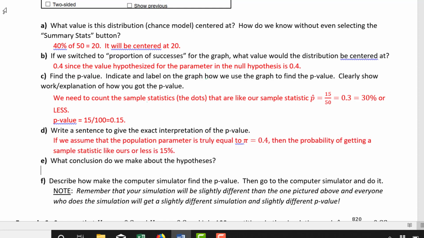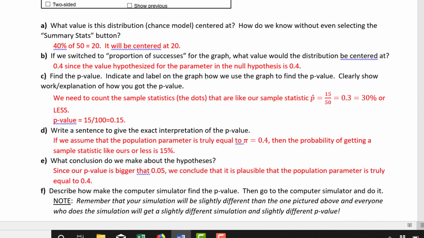Part E, what conclusion do we make about the hypotheses? So this is where we're going to say that the null is plausible or we have strong evidence in support of the alternative. Notice our p-value is big. Our p-value is bigger than 0.05. And when you have a big p-value, you'll conclude that the null hypothesis is plausible. So since our p-value is bigger than 0.05, we conclude that it's plausible that the population parameter is truly equal to pi equals 0.4.